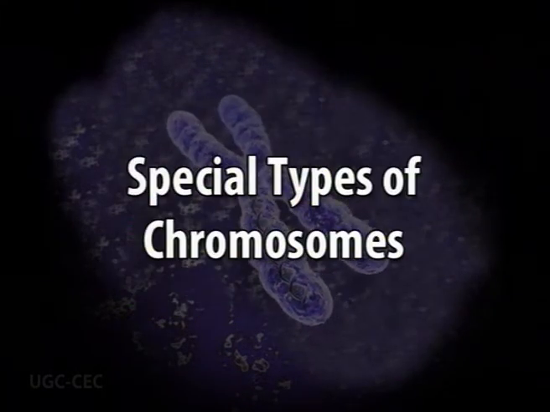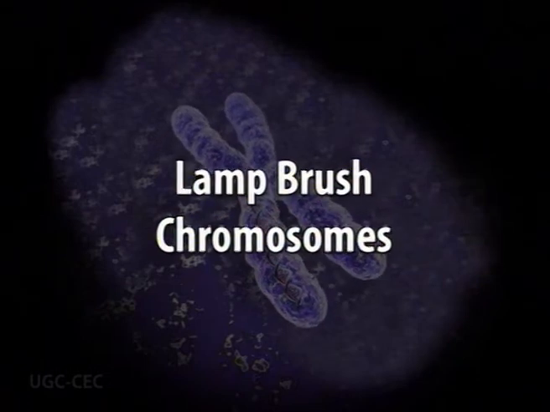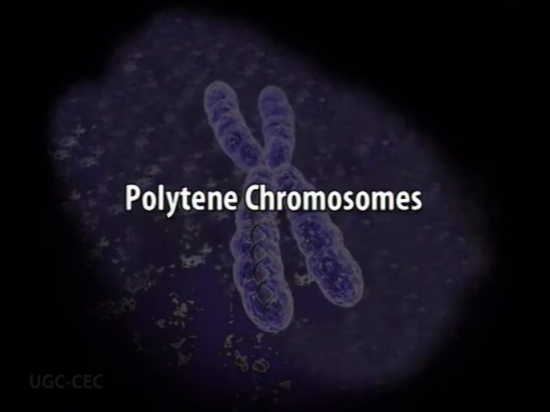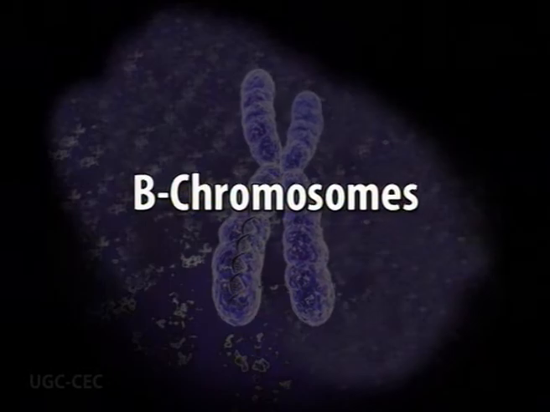Now, the special types of chromosomes. The eukaryotes, besides possessing the usual type of chromosomes in their body cells, contain some unusual and special types of chromosomes in some body cells or at some particular stage of their life cycle. The special types of chromosomes are number 1, lampbrush chromosomes, number 2, polytene chromosomes, and number 3, B chromosomes.